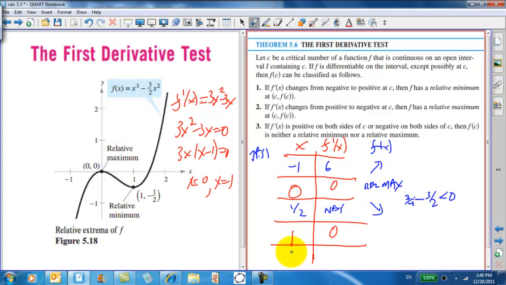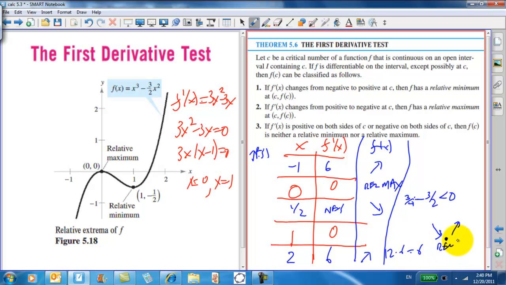Now, as we test a point beyond 1, like 2, put 2 into the derivative, and you get 3 times 2 squared, 12 minus 6, which is 6. That means the function, since the derivative is positive again, is increasing. So we're going from decreasing to increasing. Decreasing to increasing means you have a relative min. So this is a relative min when x equals 1.